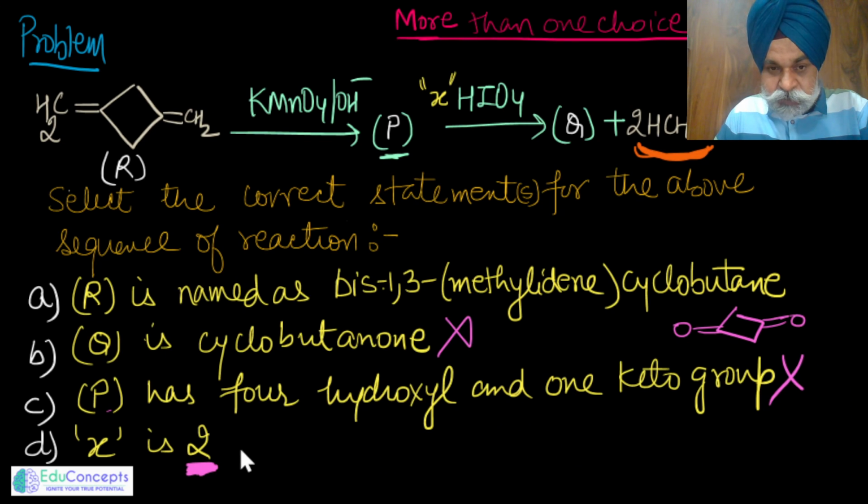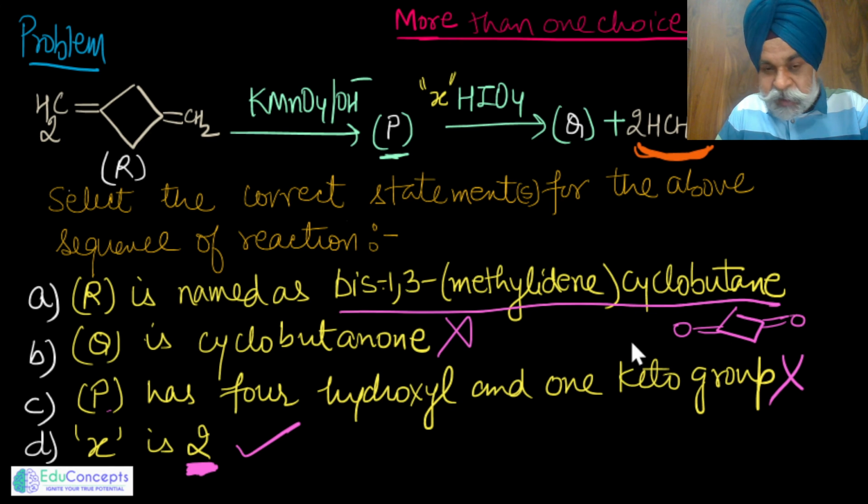And X is 2, this is perfectly right. We just have used 2 moles of it. And along with it, what you also do get here is the first option. R is, so this is the way it is being asked. That is why more than one choice questions are very interesting.